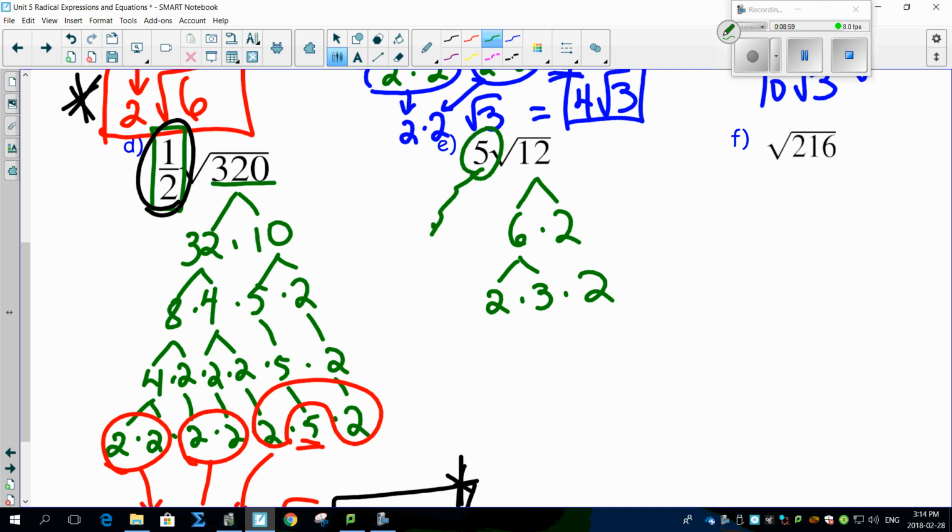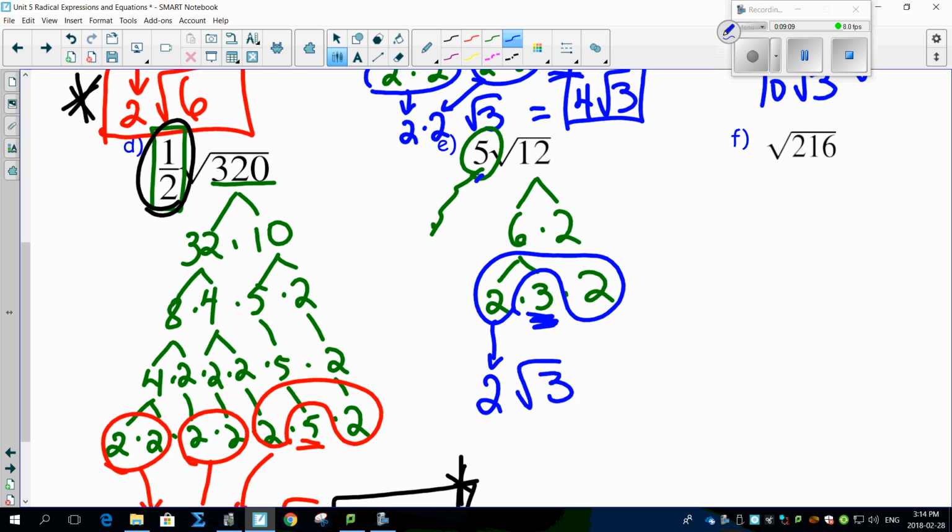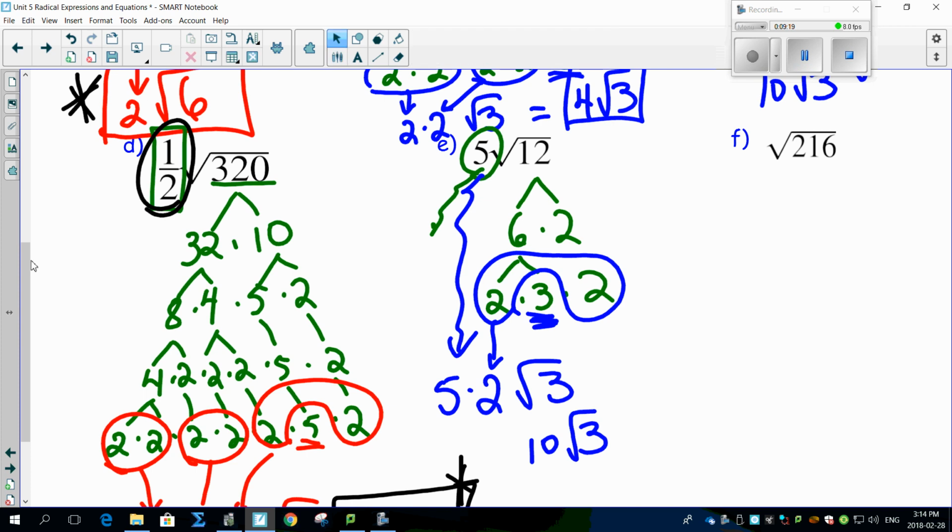Look for your pair. You've got a pair of 2s. Okay? Right on. There's the 2s that go up front. What's left behind stays under the radical. Now, bring in that 5. There's that 5 that was there. 5 times 2, real easy. That's 10 root 3. Perfect. Last one, I promise. Here we go. Wow, we've done a lot of questions here.